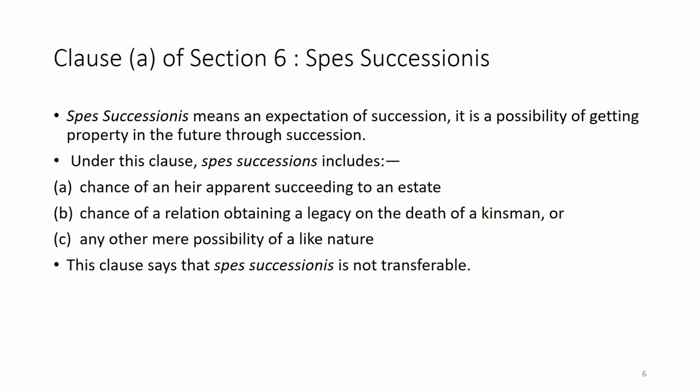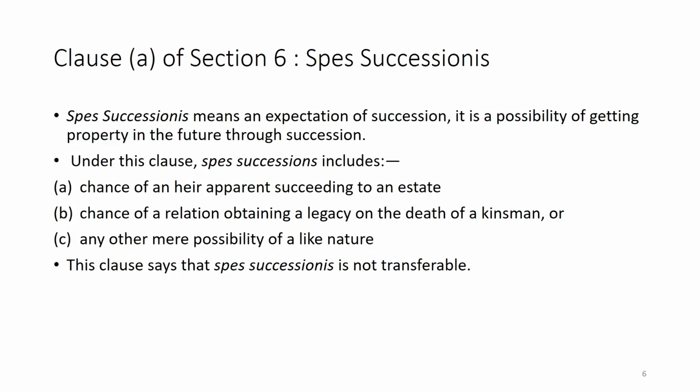That means someone is expecting that in future the property will come to them through succession. This is not a right; it is an expected right which may be generated in future. Expectation is not transferable, and it is not a right, because it may come, it may not come in future. So it has been said that spes successionis requires 3 criteria.